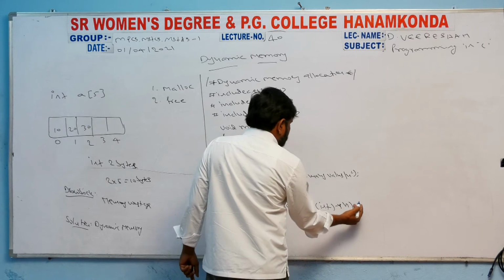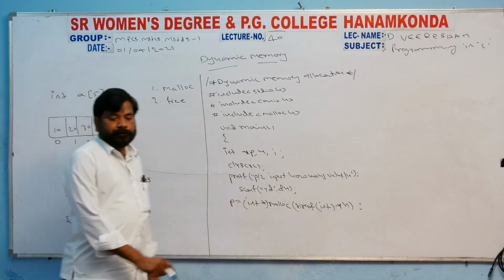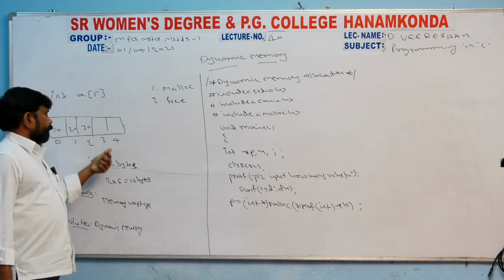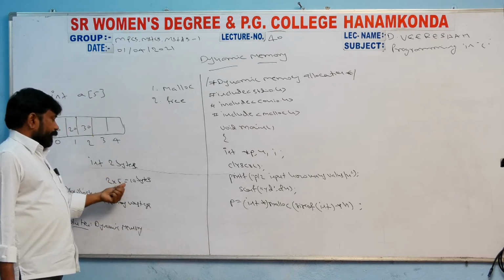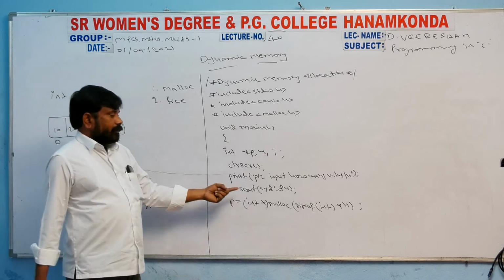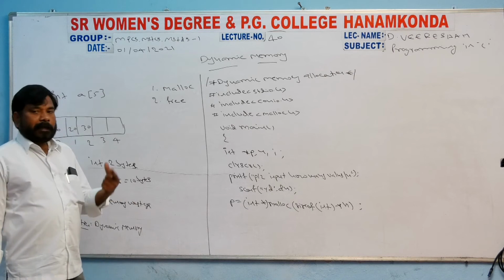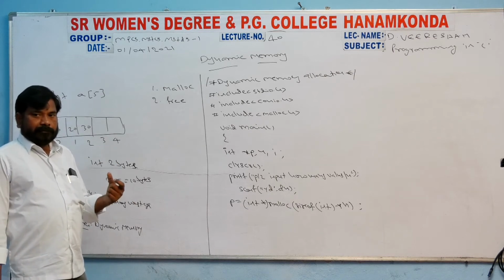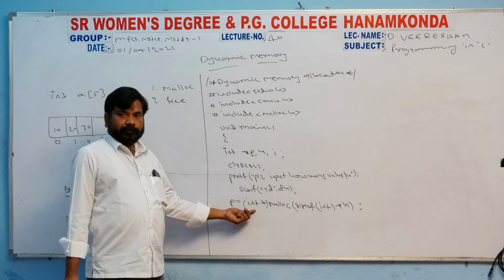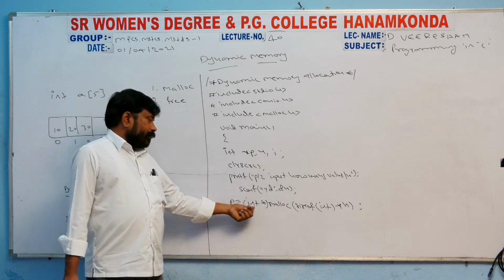Suppose 2 into n. See, 2 into n. So suppose for 5 values the memory is 2 into 5, 10. Here sizeof int is 2, n returns how many values you have, that is 2 into 5, 10. I am going to allocate the memory for 10 bytes. Then after it is a data type of integer. Then I am storing it to the p.